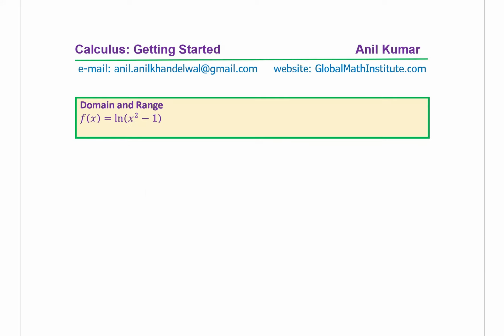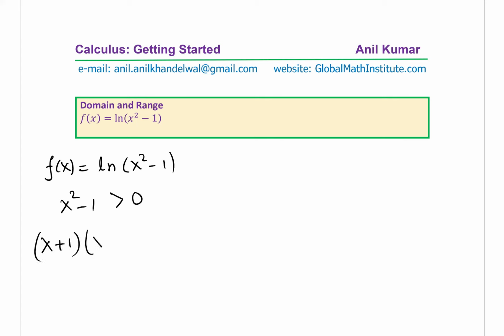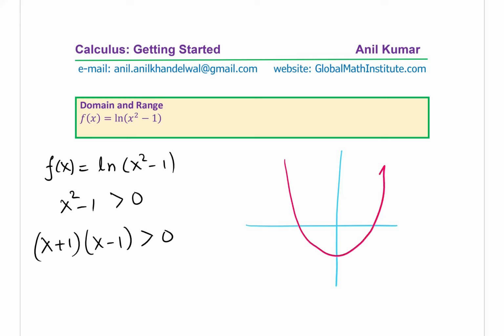The next question is domain and range, and this time we have a logarithmic function. So it is f of x equals ln of x square minus 1. And you know x square minus 1 should be greater than 0 for this particular domain. So x square minus 1 is like x plus 1 times x minus 1. That should be greater than 0. We'll apply this sketching strategy which we did in the previous example. It's really helpful. So that's a parabola which is kind of like this.